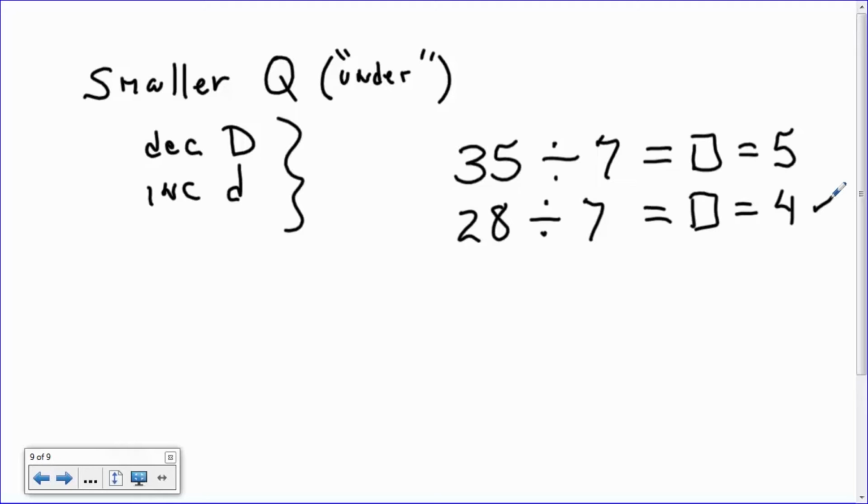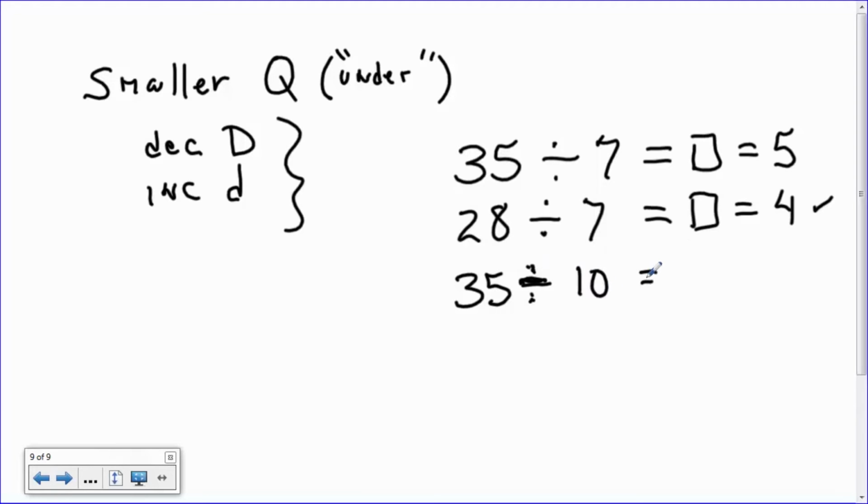And if I increase the divisor, meaning I have more groups to distribute the objects to, then I'm going to be able to get fewer objects into each of the groups. So if I start out with 35 and divide it by a bigger number, and I should have chosen a different number than 35, probably should have chosen 42, but this is okay. If I increase the size of the divisor, I'm going to pick 10.